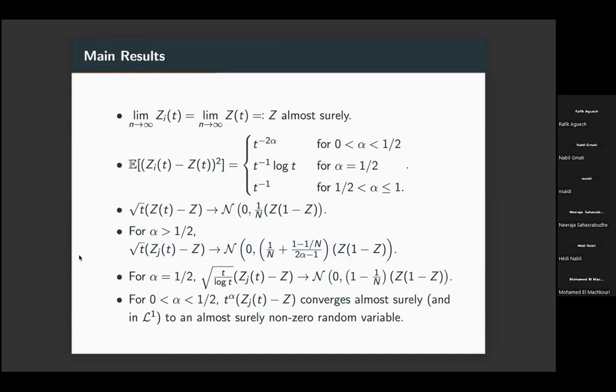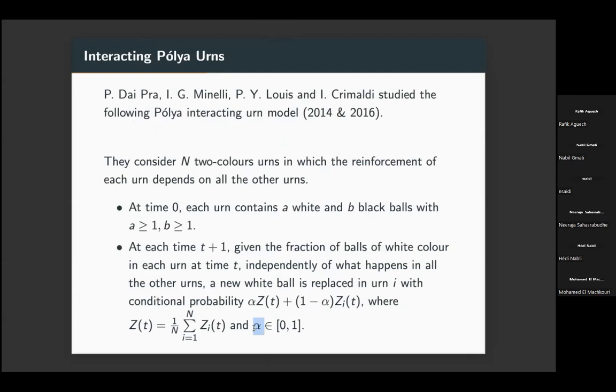Are there any questions? So in this case, the scaling depends on this alpha, this interaction parameter alpha.